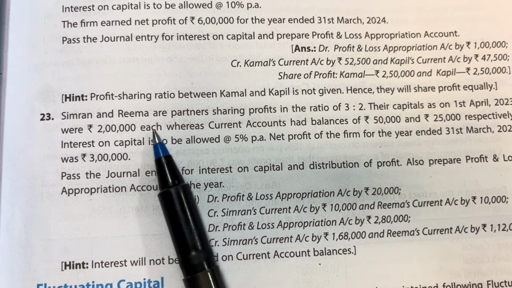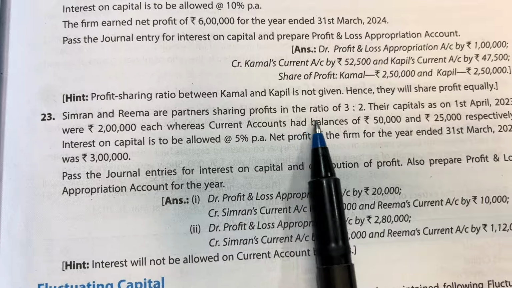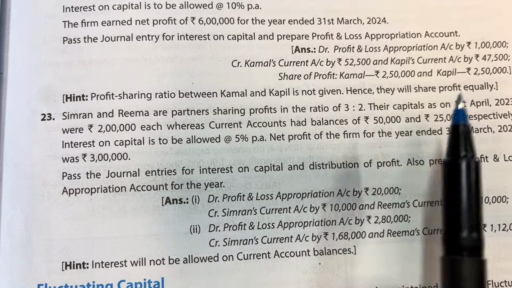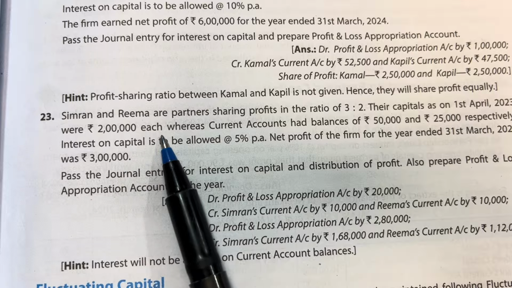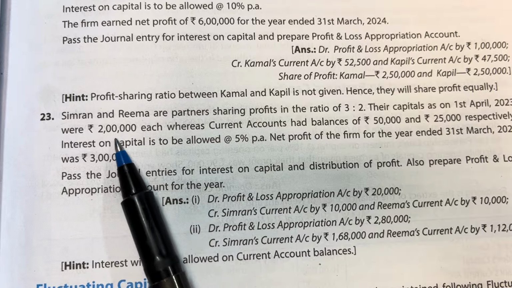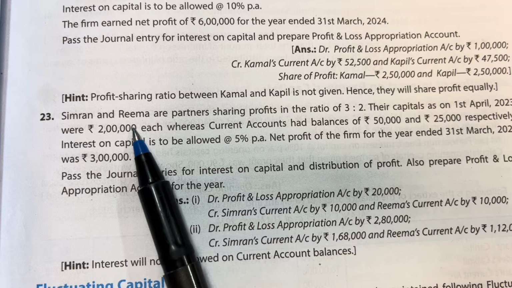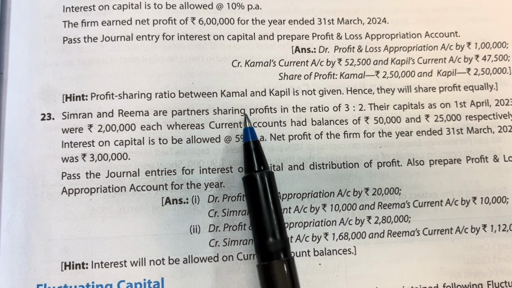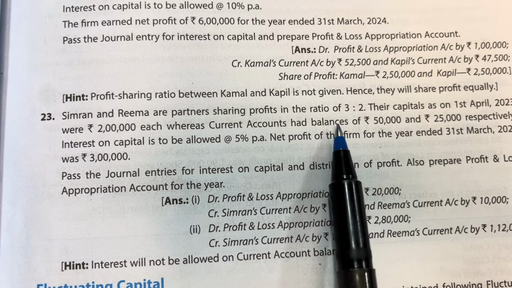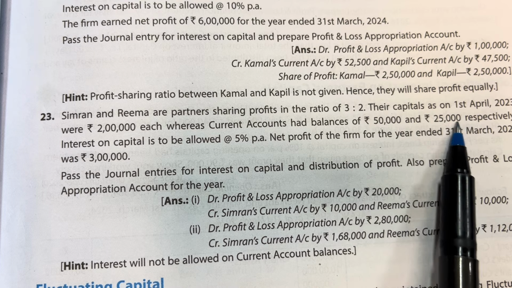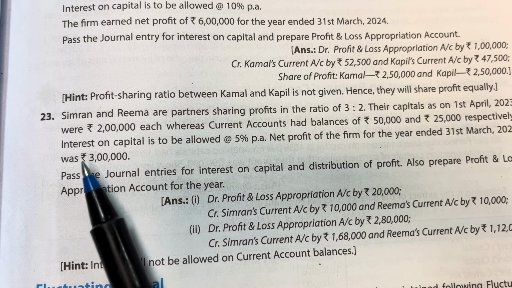Simran and Reema are partners sharing profits in the ratio of 3:2. Their capital as on 1st April was 2 lakh each. Both of them had contributed. Simran had contributed 2 lakh, Reema had contributed 2 lakhs, and their profit sharing ratio was 3:2. Whereas the current accounts had balances of 50,000 and 25,000 respectively.